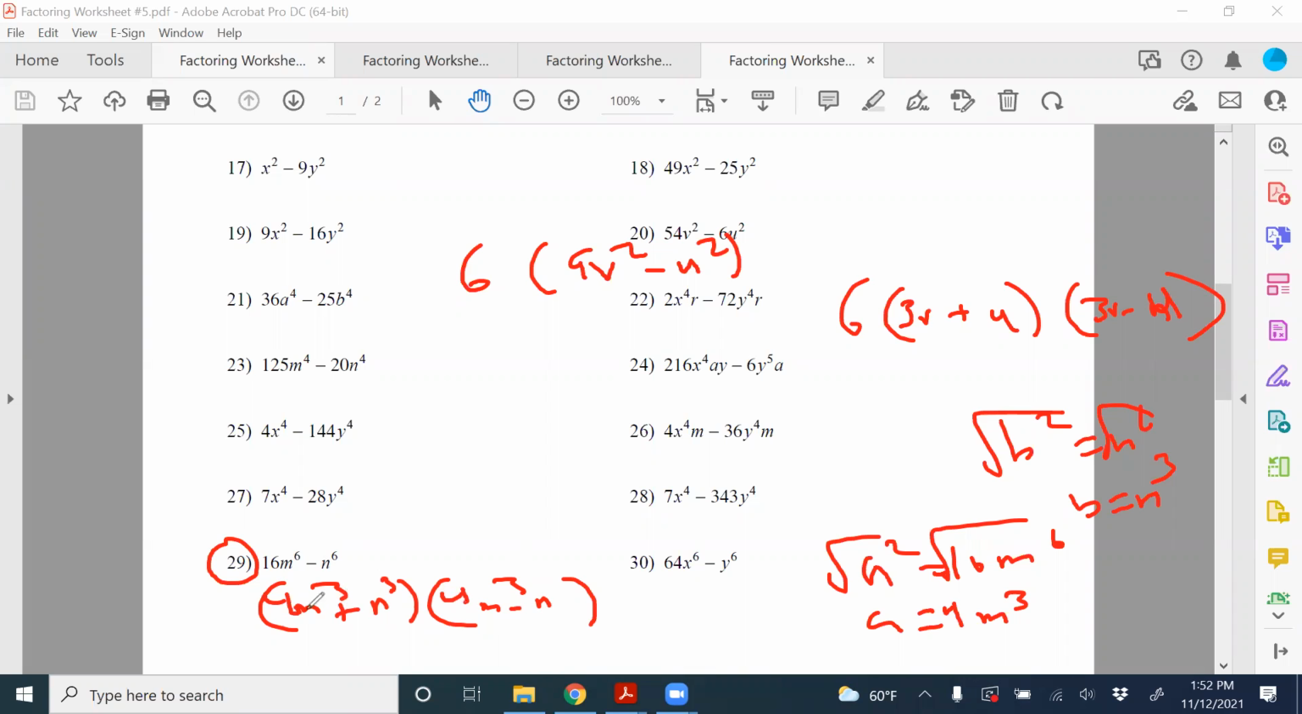And I knew I did it wrong, because when I tried to FOIL it in my head, I realized, oh yeah, 3 times 3 is not 16. 4 times 4 is 16. And there we go. So that concludes this video.